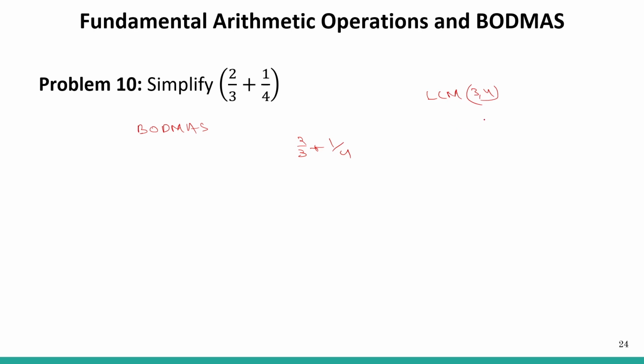That is nothing but multiples of 3: 3, 6, 9, 12, 15 and so on. And of 4: 4, 8, 12, 16, and so on. The lowest common multiple is 12. So this is equal to 12. Then we convert these fractions to denominators with 12. So 2 into 4 plus 1 into 3.